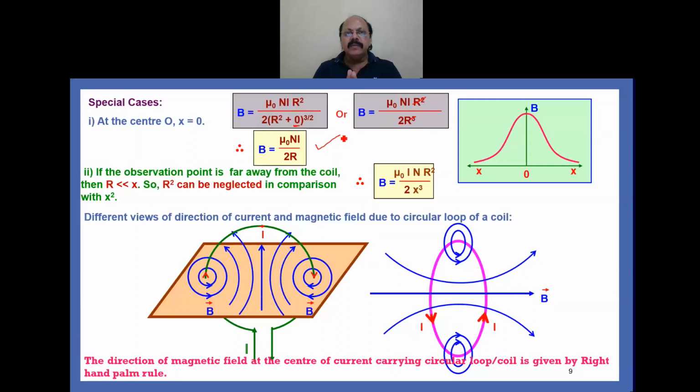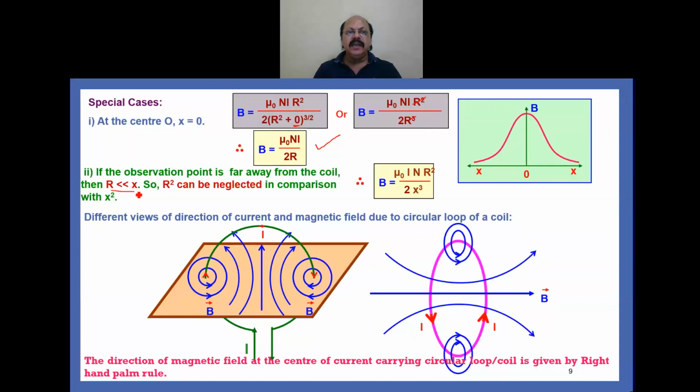Now this is the magnetic field at the center of a current carrying circular loop. Now the second case we take is if the observation point, that is point P, is far away from the coil. That is, the observation distance on the axis is very large in comparison to the radius of the circular loop. That is, r is less than x.